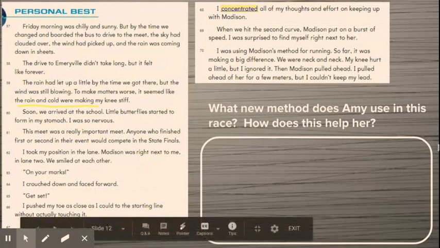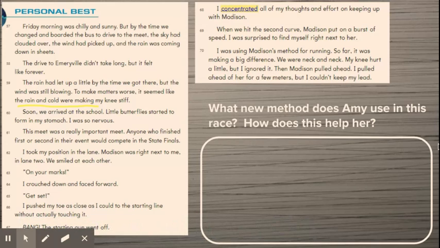All right. On this page, we're going to be looking at what new method Amy uses in this race. How does it help her?